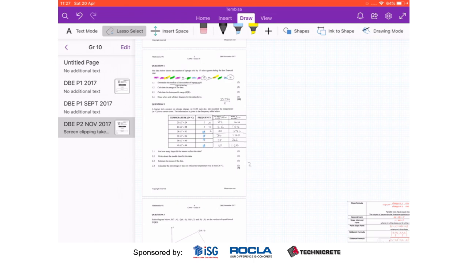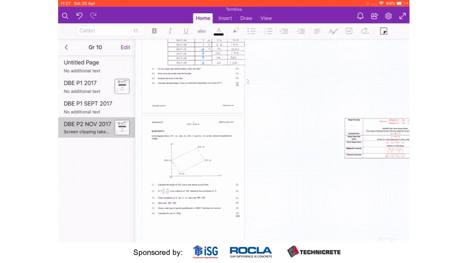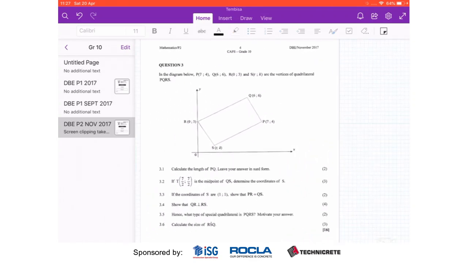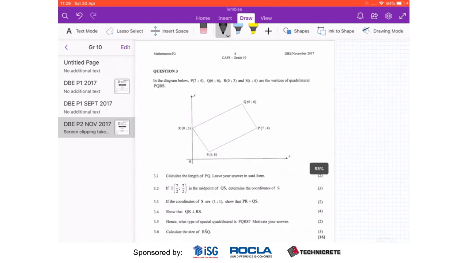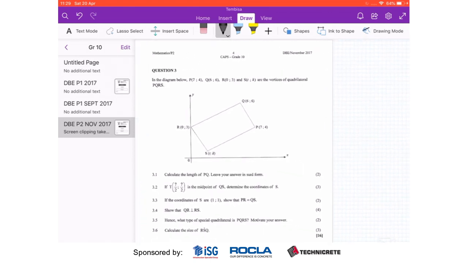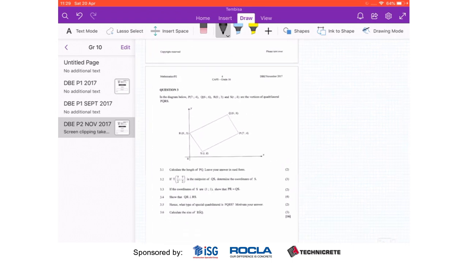Question 3 says, in the diagram below, we're looking now at analytical geometry. So it says in the diagram below, P is (7, 4), Q is (6, 6), R is (0, 3), and S we don't have the values, are vertices of a quadrilateral. Firstly, it says calculate the length of PQ, which should be fairly easy because we're given both coordinates.